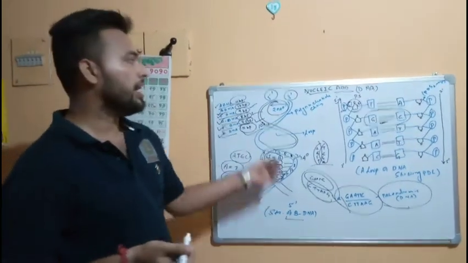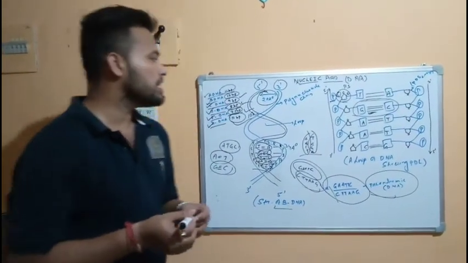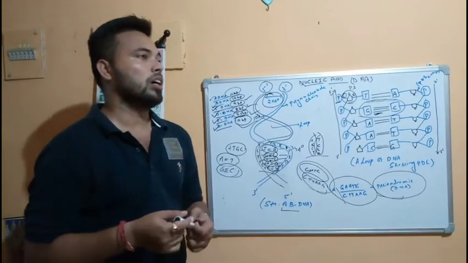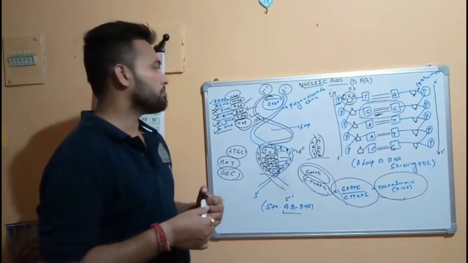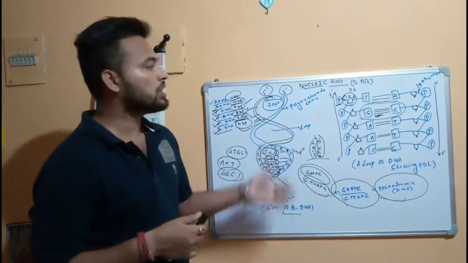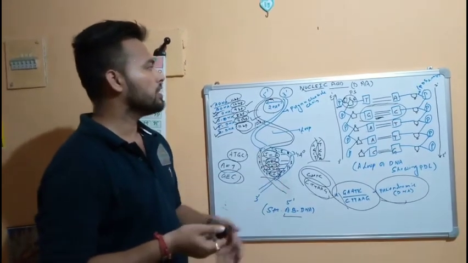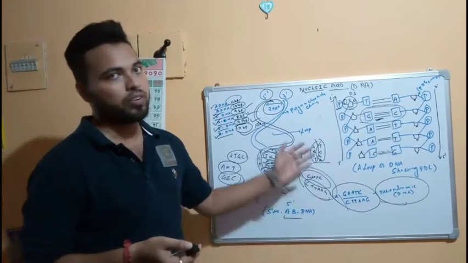DNA, or deoxyribonucleic acid, is mainly used for cell division. It is mainly used for hereditary purposes and in our day-to-day life. This is all about the structure of B-DNA.